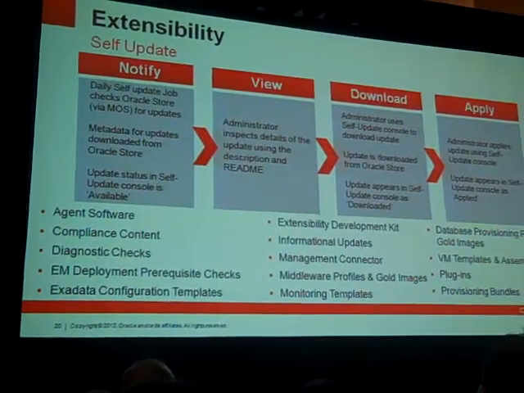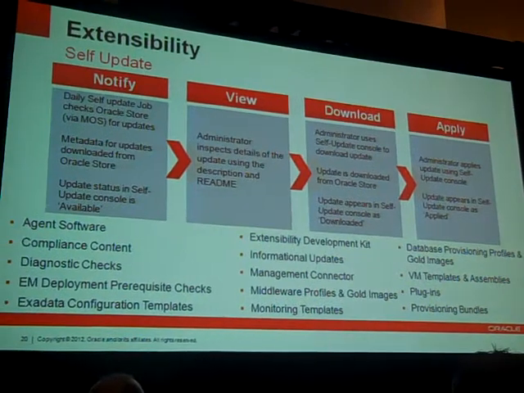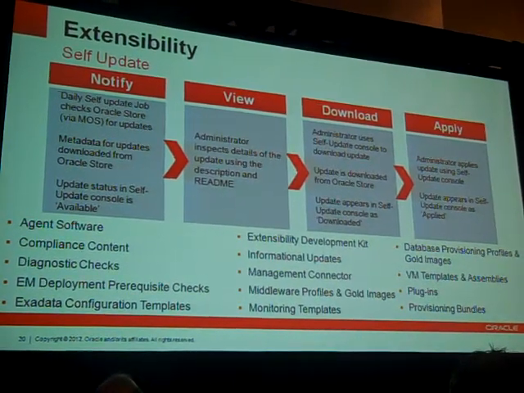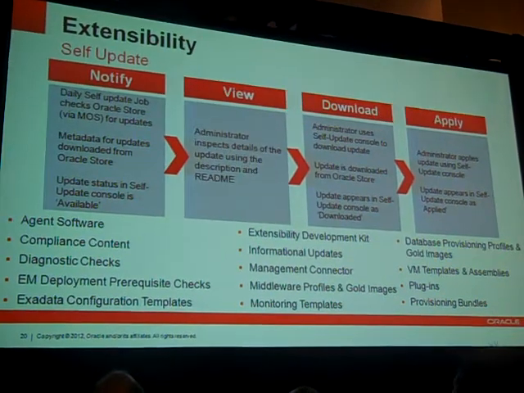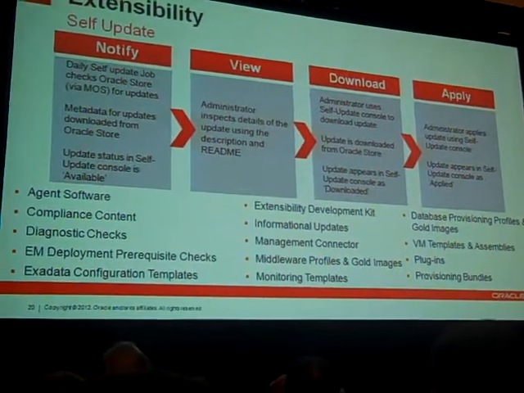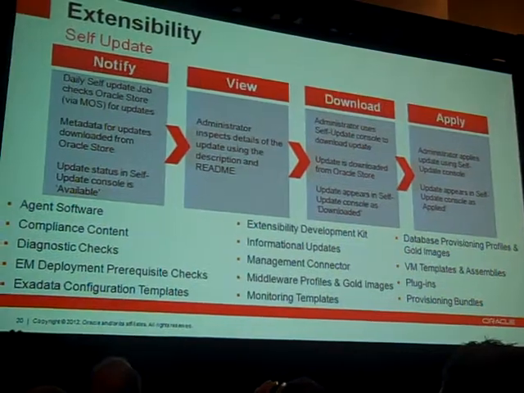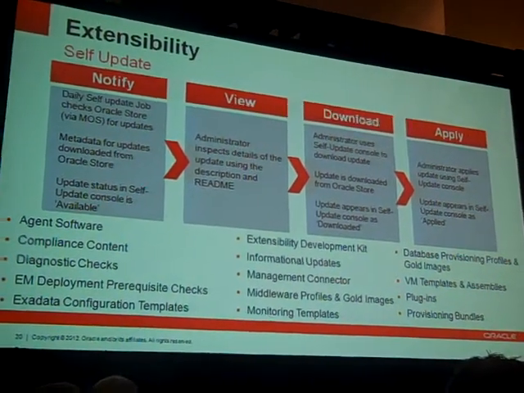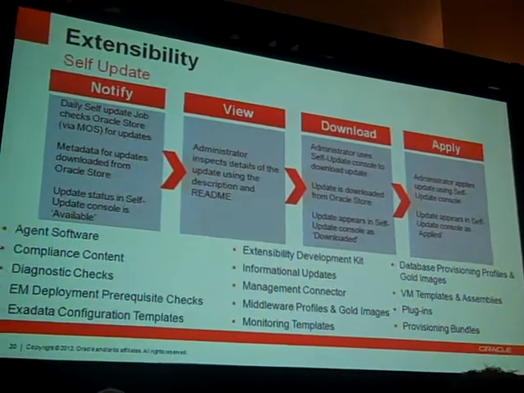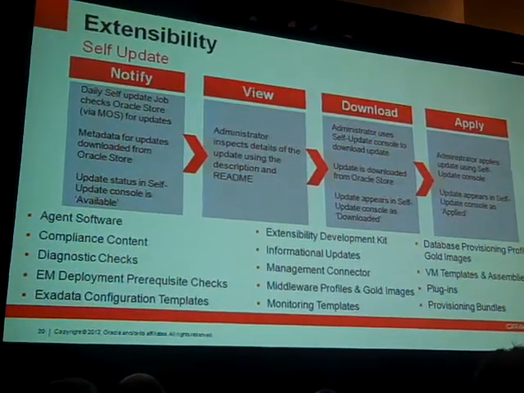So at a high level, notify: there is a self-update job that runs every day in the system. You can also initiate it on demand whenever you choose to. And that looks up at Oracle, my Oracle support connection, sees if there is any new update, and notifies. You can schedule emails and all that to the administrators by rules. And then the administrator can review that, and decide if they want to download and deploy them.